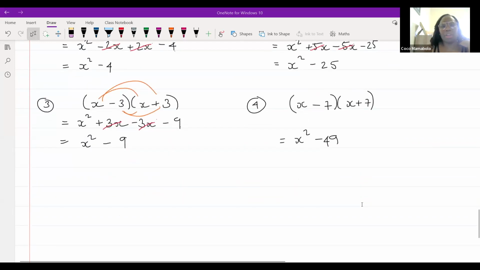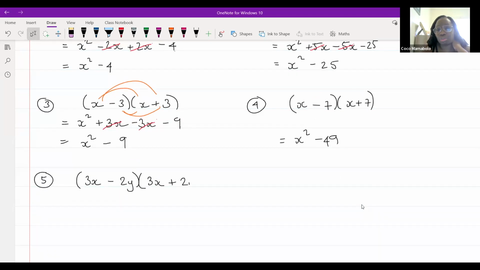Beautiful. Okay, I'm going to give you one more challenging one because we are going to run out of time. I'm going to do 3x minus 2y and 3x plus 2y.